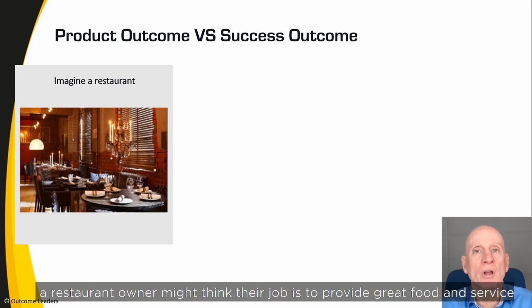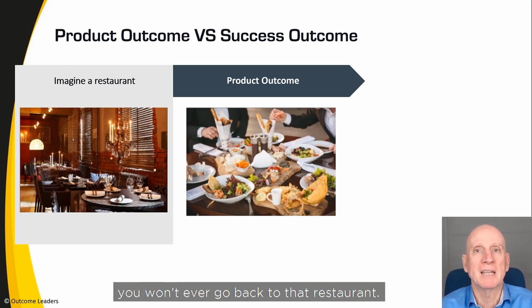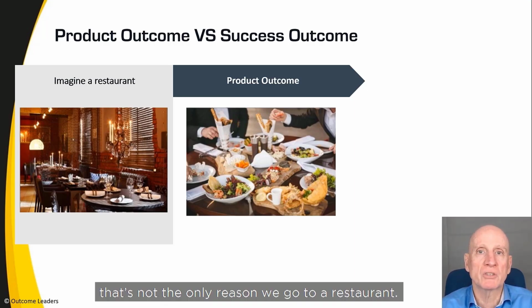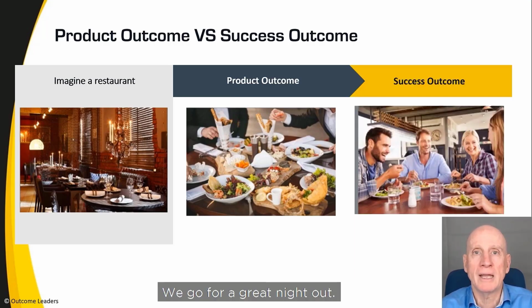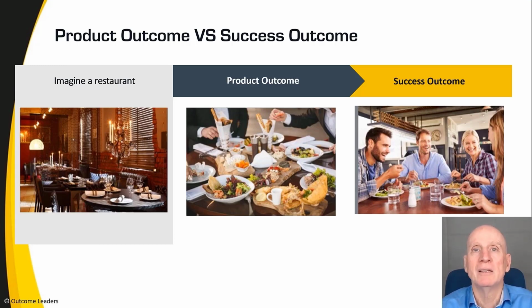Similarly, a restaurant owner might think their job is to provide great food and service. And of course they're right. If the food and service is no good, you won't ever go back to that restaurant. But that's not the only reason we go to a restaurant. We go for a great night out. So we pay for the food and service, and if that's been good, we've had a product outcome. If we have a great night out, we've had a success outcome.